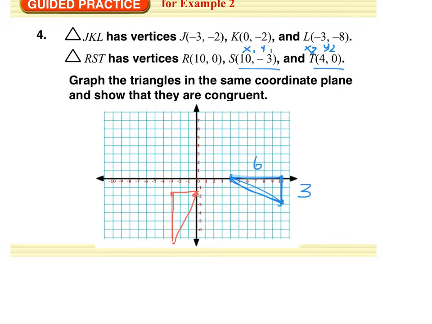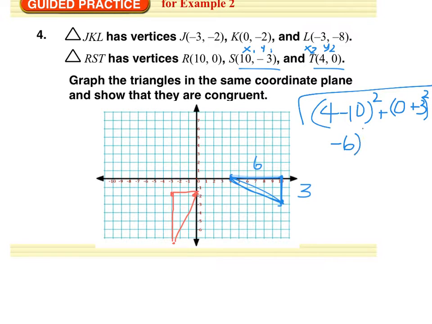And I'm going to subtract the x's. So 4 minus 10 squared plus 0 minus negative 3, which turns it to plus, squared, and it's all under a radical. Negative 6 squared plus 3 squared.